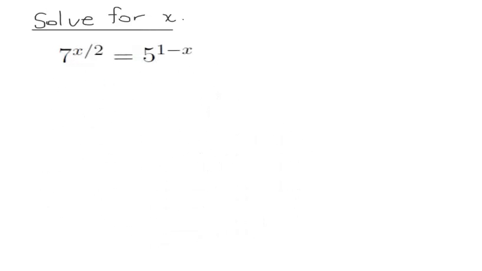Let's do one more example. Here we have 7 to the power of x over 2 is equal to 5 to the power of 1 minus x. So similarly, we might notice that the bases on either side of our equation are not equal, nor can we manipulate them to get them into equal bases. So let's go ahead and take the natural logarithm of both sides.